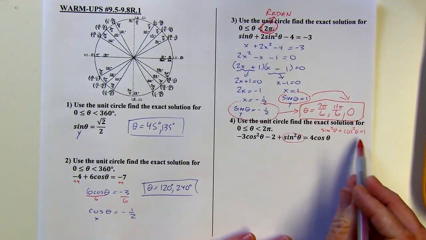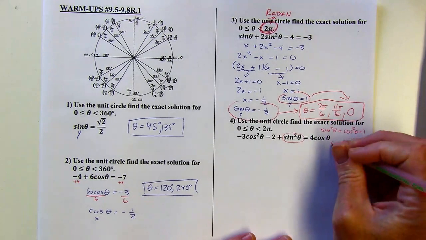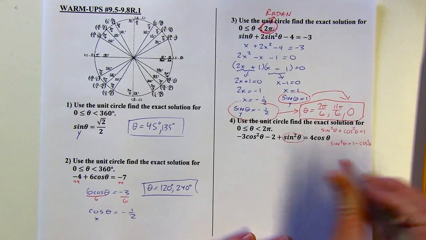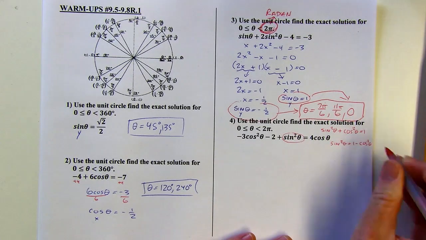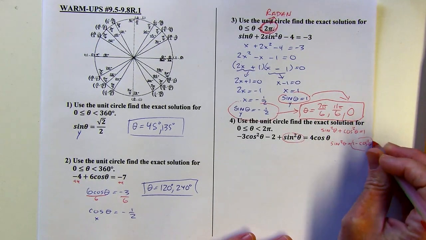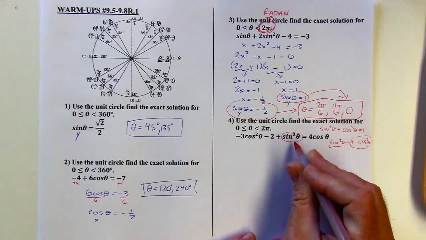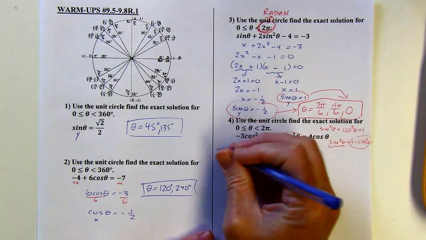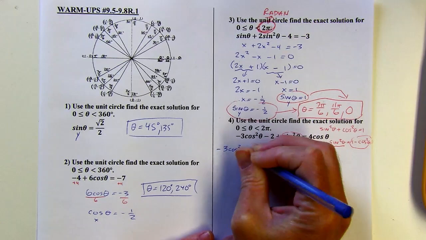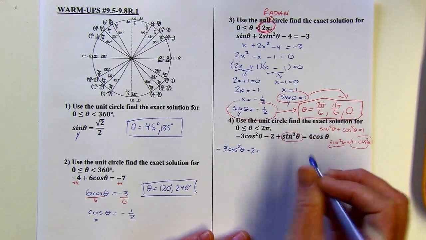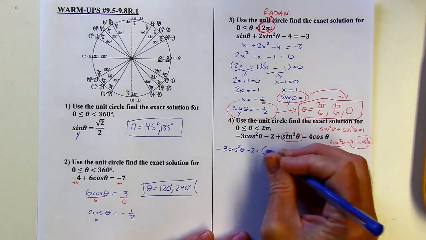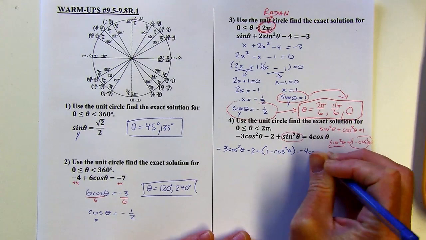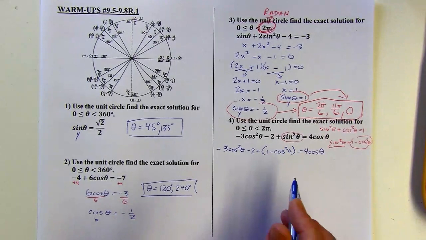So I'm thinking, okay, I could just subtract cosine squared from both sides in order to isolate sine squared. And now this quantity is going to be equivalent to sine squared. So now I can replace that with 1 minus cosine squared. So that's what I'm going to do. I've got negative 3 cosine squared theta minus 2 plus the quantity 1 minus cosine squared. Okay, and now I've only got cosines, so that's better.